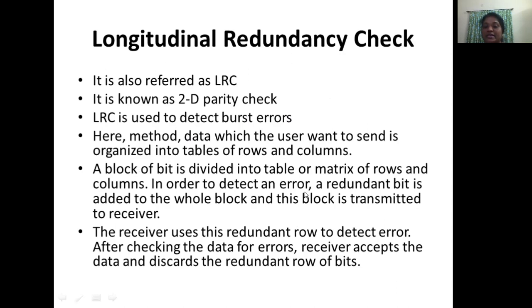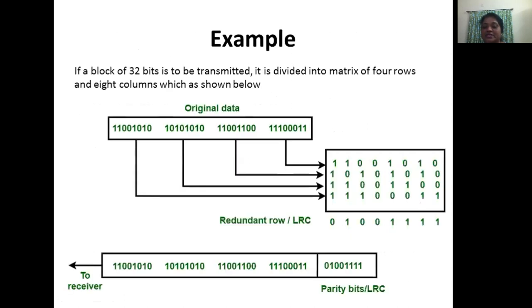In order to detect an error, a redundancy bit is added to the whole block, and this block is transmitted to the receiver. With the help of the redundancy check sent to the receiver, the error will be identified on the receiver side. Now assume that we have 4 different frames of 8 bits each, so the total is 32 bits being transmitted. It is divided into a matrix of 4 rows and 8 columns.